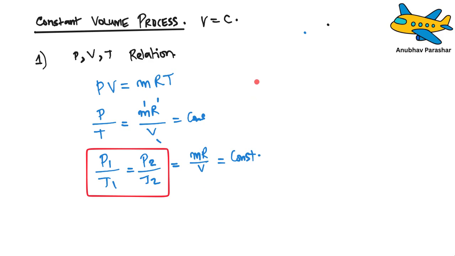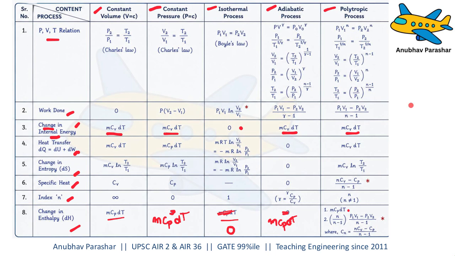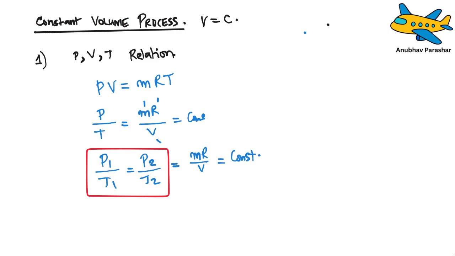So let us go back and see if it is written correctly. For the constant volume process, you can say P2 by P1 is equal to T2 by T1, which is the same thing as P1 by T1 is equal to P2 by T2. You can write it as the same equation. Okay. Now let us try to see what is the heat transfer.